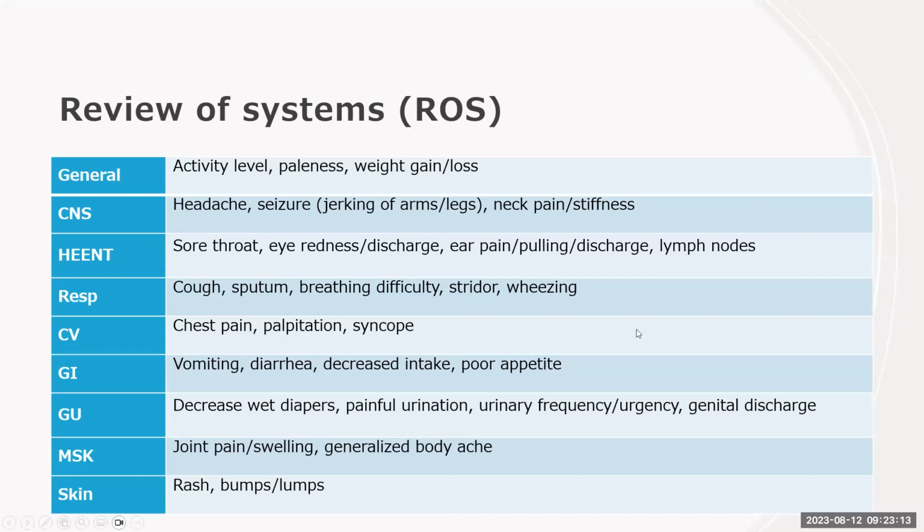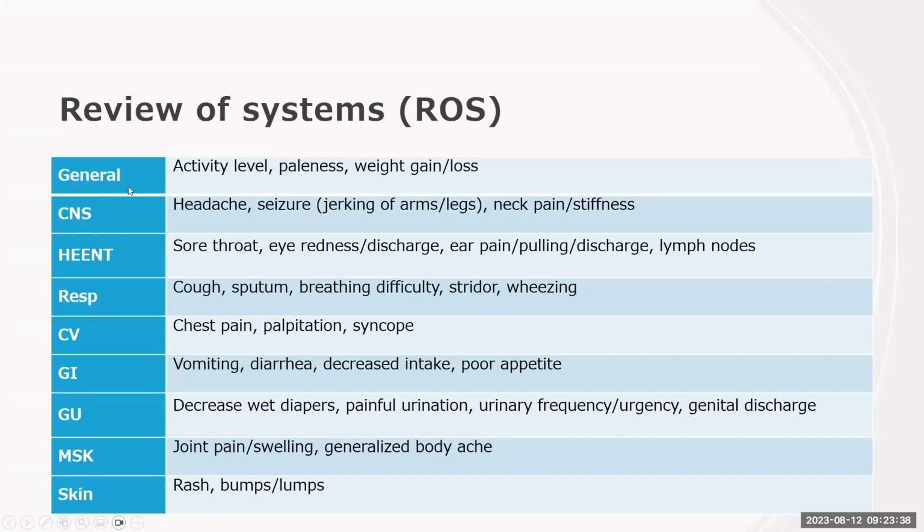So this is the list of common questions that I will ask. It might get more targeted or have some specific questions depending on how the patient presents and how the patient answers these questions. But this would generally cover a lot of the common diseases that you will see in pediatric populations.